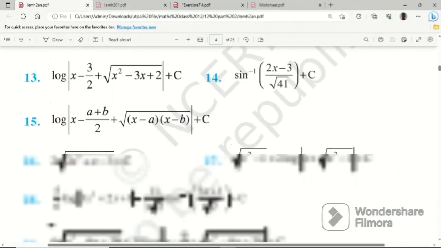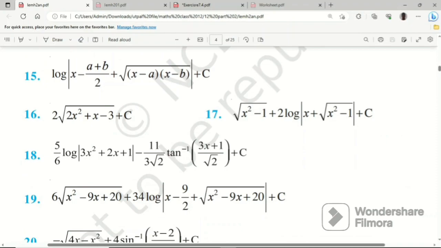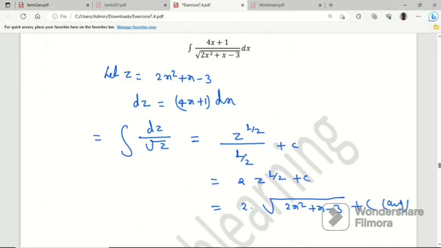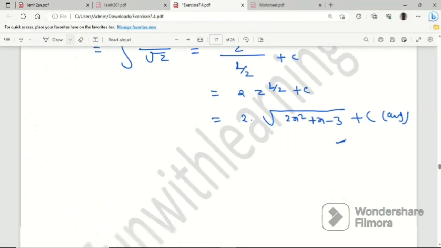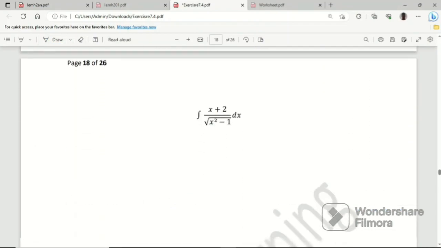Answer is 2 into under root 2x square plus x minus 3. I hope it is right. Yes, it is right. So it is done. So now we are moving on to 17th number.